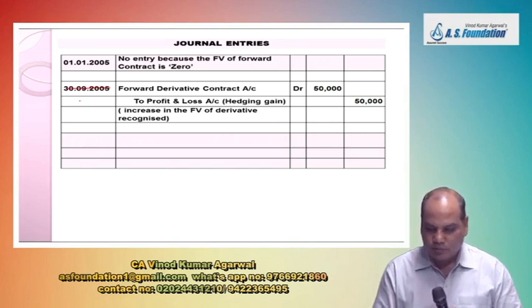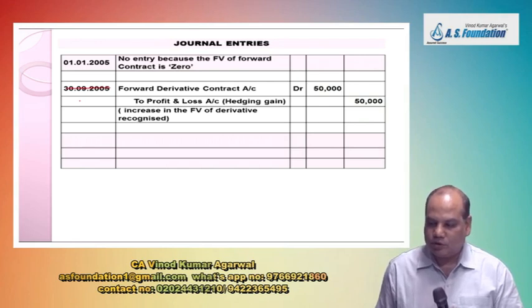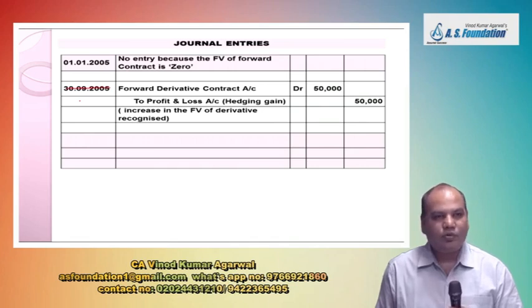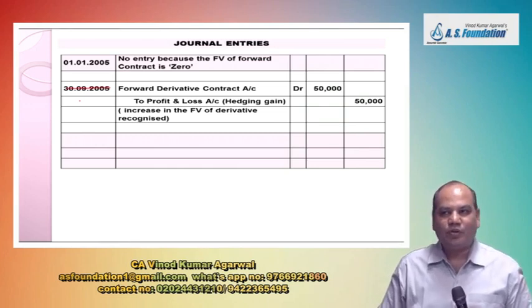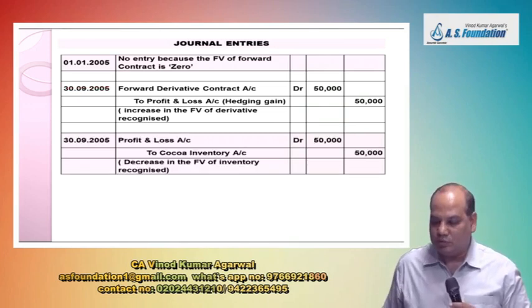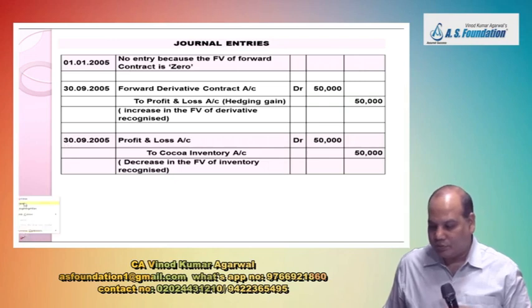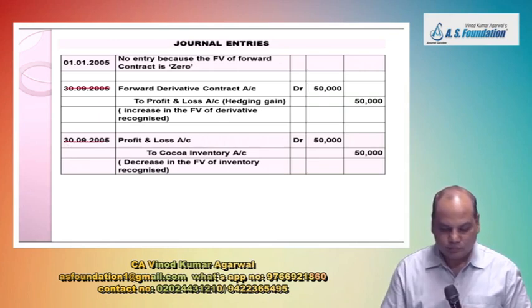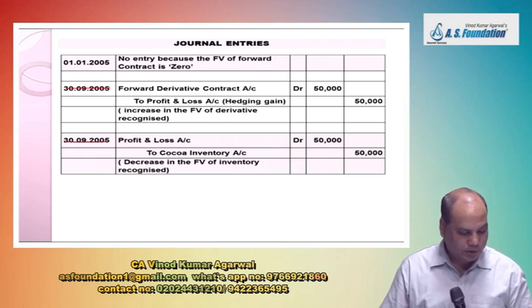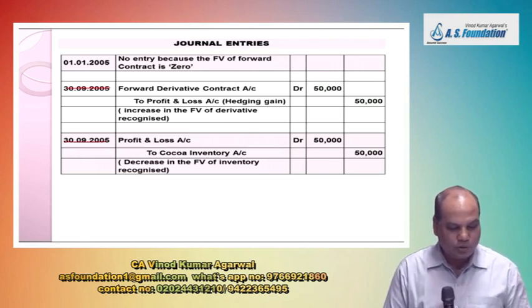And one more entry on the same date. What has happened to the fair value of inventory? Decreased. So entry will be: P&L account debit to inventory account 50,000, being decrease in the fair value of inventory. Both will go to P&L account in the same period.